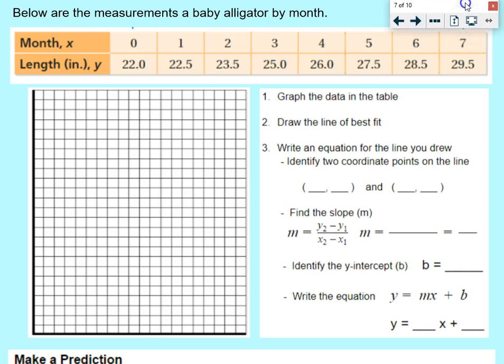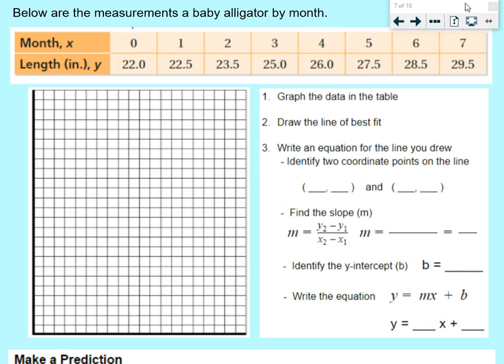So we're going to do an example together, and then you are going to try a practice problem by yourself. Below are the measurements of a baby alligator by month. So 0 months would be when it's born, and it's 22 inches in length. After the first month, it's 22.5 inches. After the second month, it's 23.5 inches, and it continues. So here we have the measurements up to month 7.